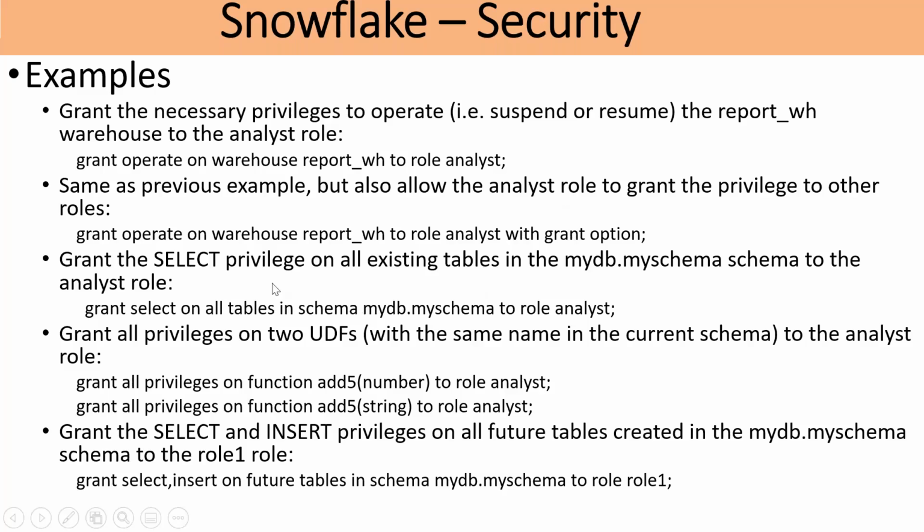Select privilege on all tables, select on all tables in schema. And you have two functions, and there is something called function overloading. That means you can create multiple functions with the same name but different parameters. Here it is a number, here it is a string, and you can give the permissions like this. And if you want to give select and insert on future tables, then grant select, insert on future tables in schema to role R1.